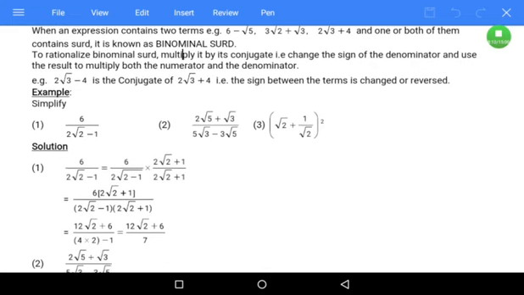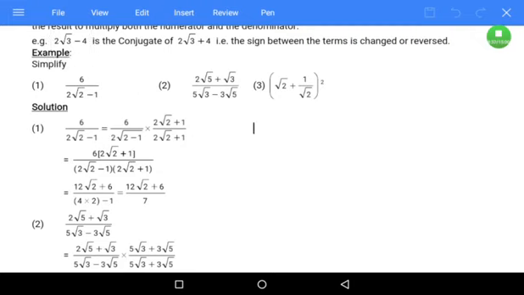Now, what do you mean by the conjugate of a surd? The conjugate of a binomial surd is that same surd with the opposite sign in the middle. For instance, look at this. The conjugate of 2 root 3 minus 4 will give us 2 root 3 plus 4. Just change the sign in the middle. Can you see that the sign between the terms is reversed? Now, if I ask you what is the conjugate of a plus root b, it should be a minus root b. The conjugate of root 2 plus root 5 is root 2 minus root 5. Do you understand?